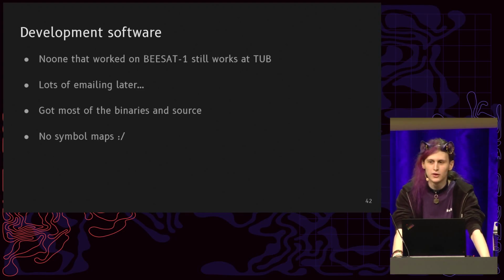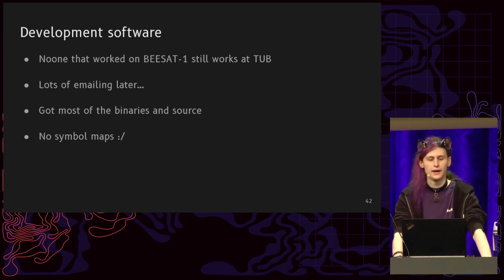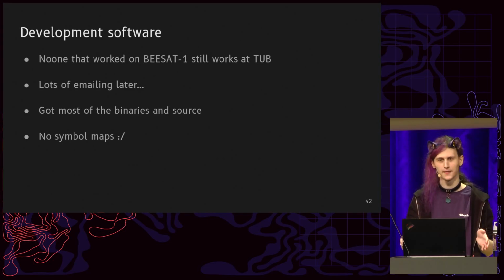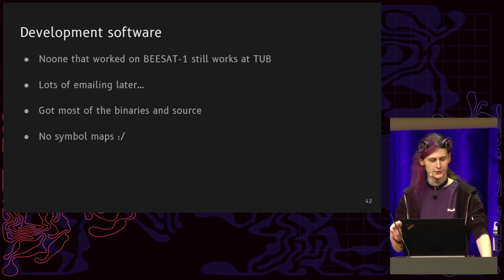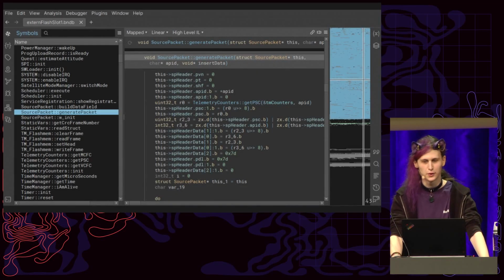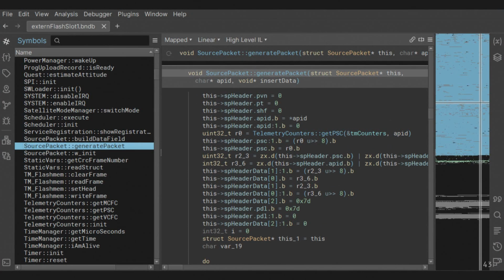The problem is that no one that worked on the spacecraft still works at the university. But I fortunately did have that contact to that one project lead, and using that, we managed to piece together a mostly complete set of binaries and source code. The problem is we had binaries and source code, but we didn't have symbol maps mapping the binaries to the source code. So unfortunately, I did have to manually disassemble the firmware images and add all the symbols everywhere. It's not super hard, because you have the source code, so it's not really reverse engineering, it's just annoying. So we have that set up.